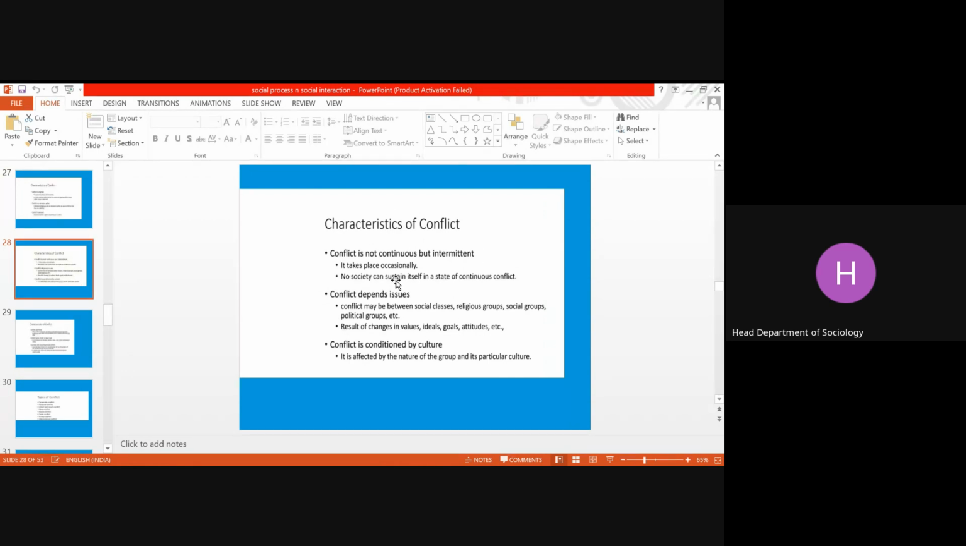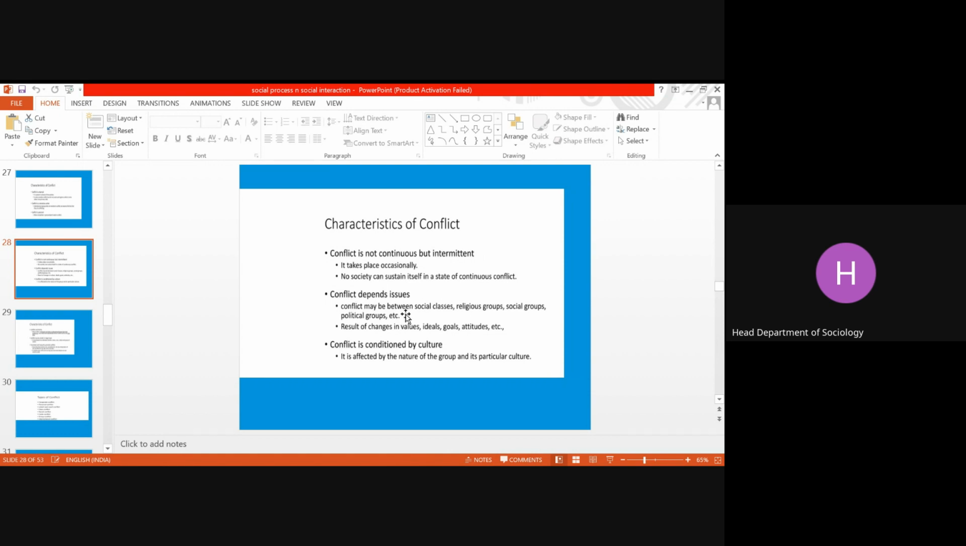Conflict is not continuous. It takes place occasionally. No society can sustain itself in a state of continuous conflict. As I said, even families can't sustain if there is continuous fighting in the house. In the same way, no society can sustain if there is continuous conflict.